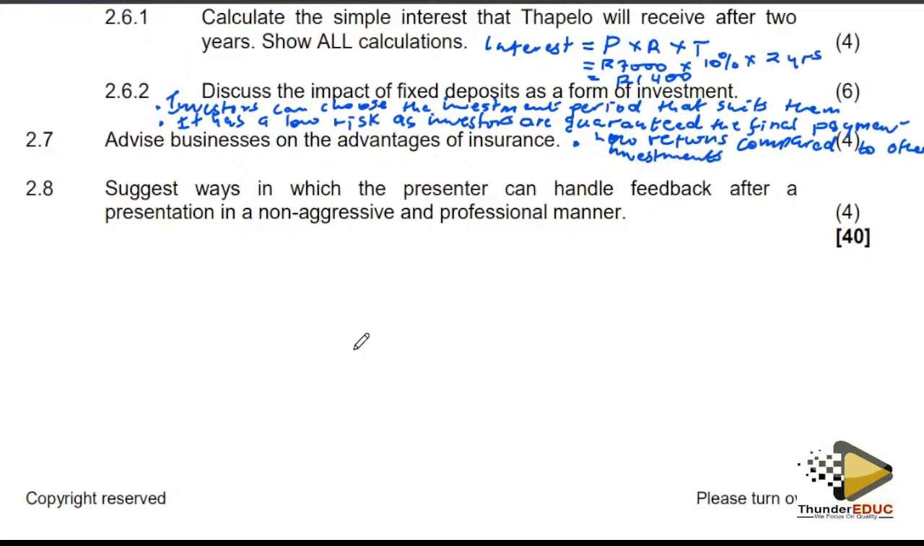Okay, right. So now we have landed on question 2.7, which reads as follows. Advise businesses on the advantages of insurance. What are the advantages of insurance? And if you check the former, it means that you should give out 2 points.